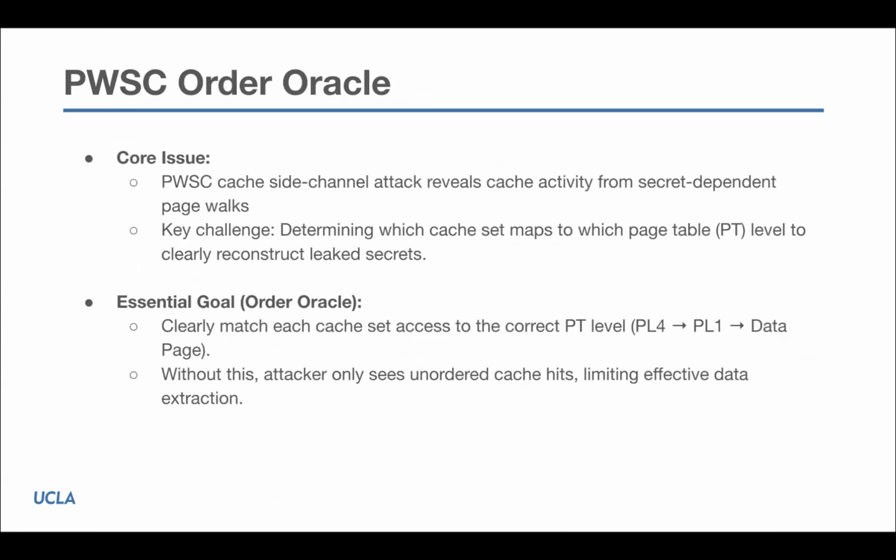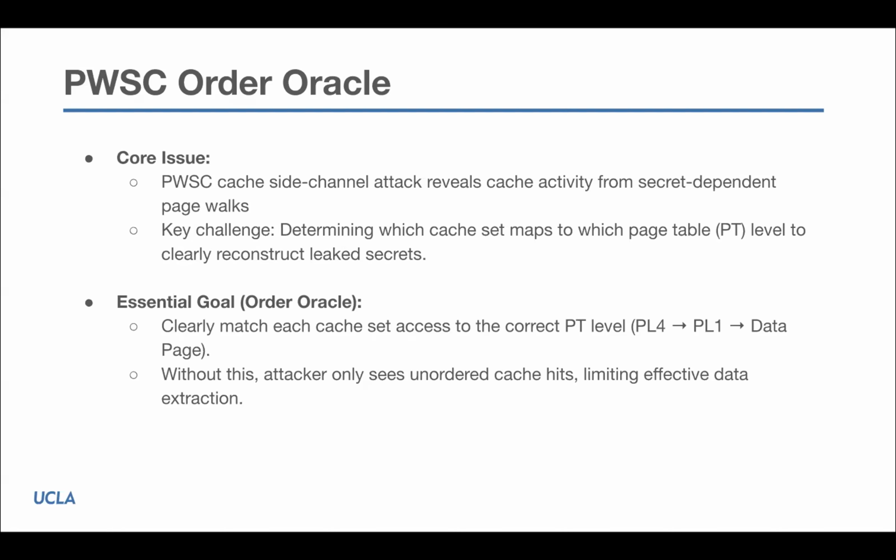So let's talk about the PWSC order oracle. The key idea is that PWSC is a cache side channel that lets an attacker see which cache sets are touched during a page walk that depends on some secret. By itself this sounds useful, but the issue is that the attacker can't tell what a single cache hit actually means, like whether it comes from level 4 or level 2 of the page table. So we need to figure out which cache set corresponds to each stage of the page walk.